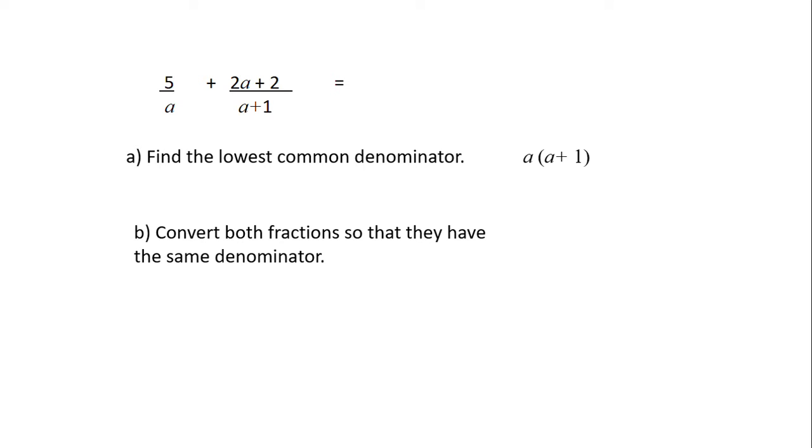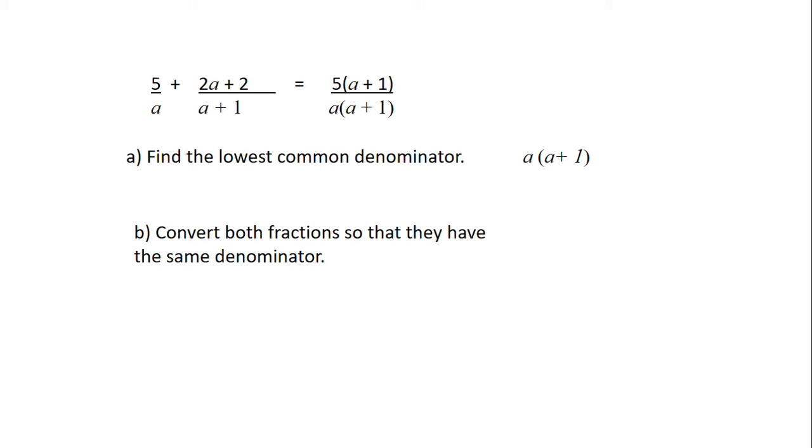Convert both fractions so that they have the same denominator. Well, what are we going to do to the 5 over a? How do we get the denominator of a into a denominator of a times a plus 1? We simply multiply the a by a plus 1, and what we do to the bottom, we do to the top. So we're left with 5 times a plus 1 over a times a plus 1. So that's our first conversion.